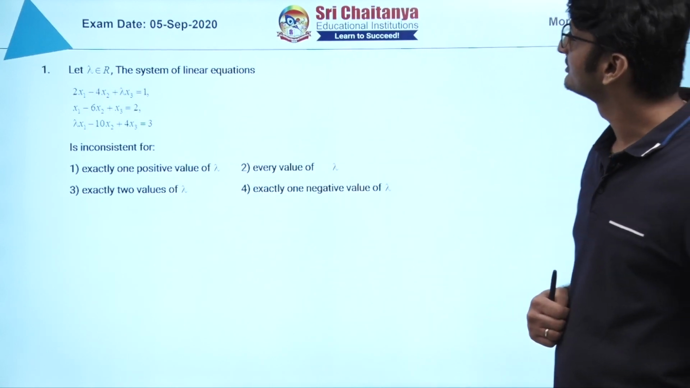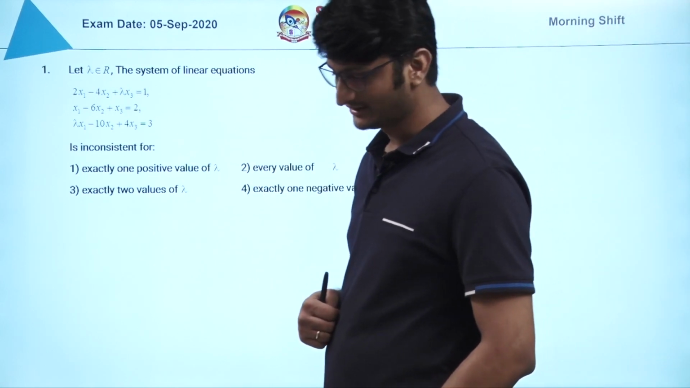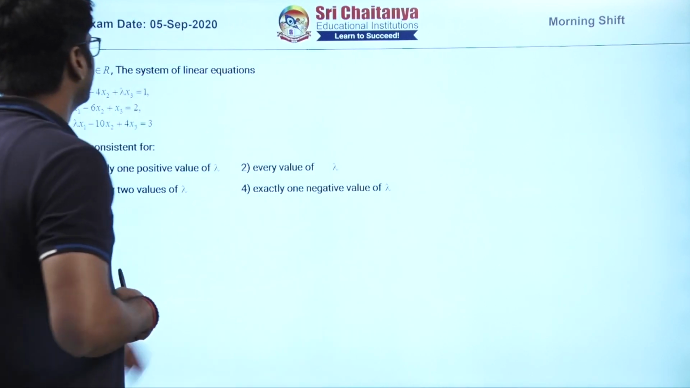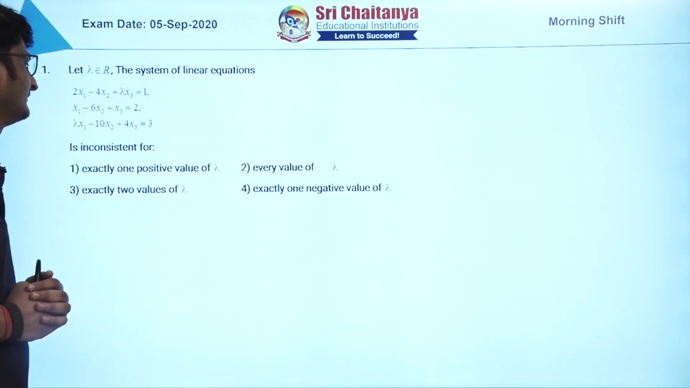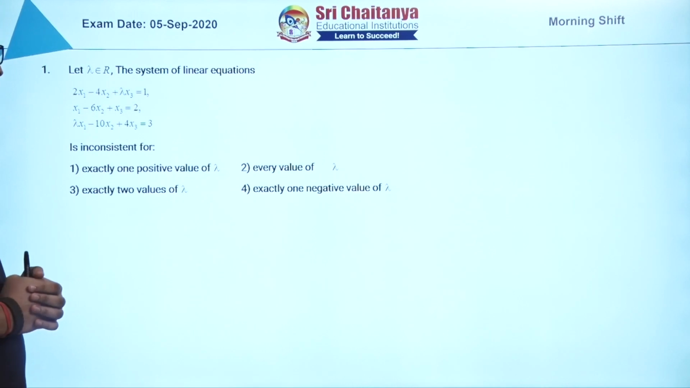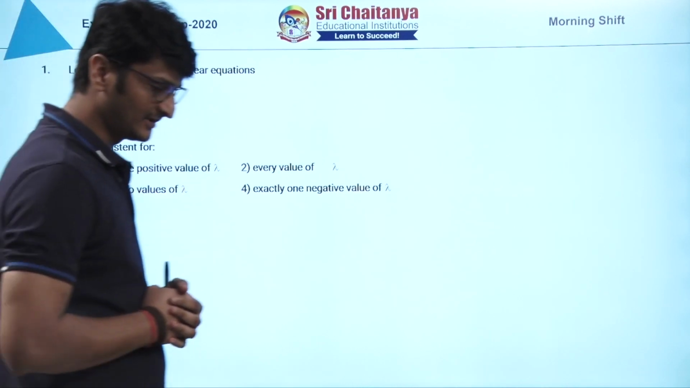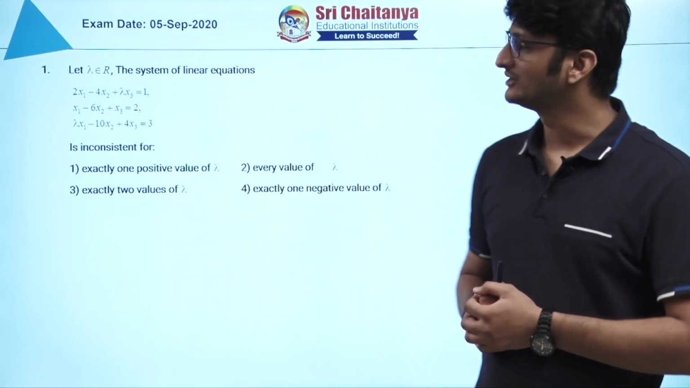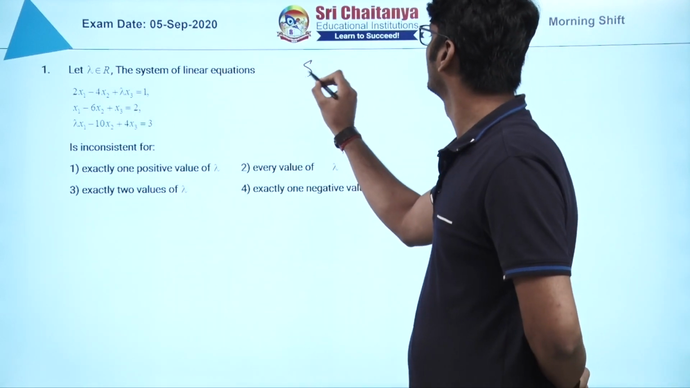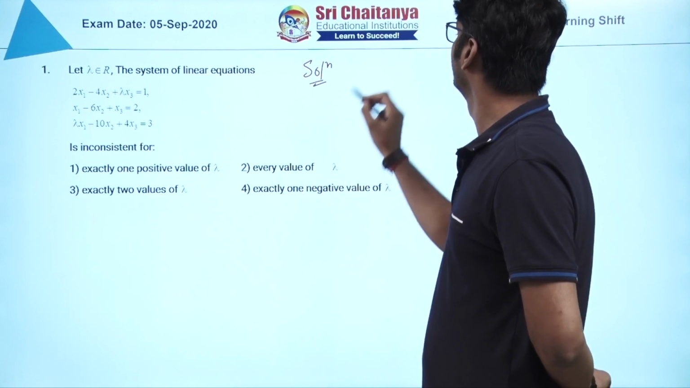This question comes from the chapter Determinants and Matrices. Here we need to solve a system of linear equations, not actually solve, we just need to find the conditions. Given the system of linear equations, this is consistent for what values of lambda? So, we have to apply Cramer's rule. Let us see what data or conditions we have.